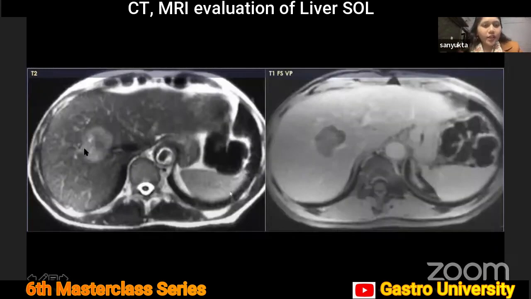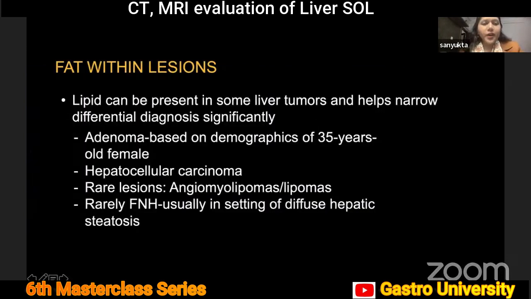Similarly, on the T2 images, this was hyperintense on T2, but not as hyperintense as a hemangioma. On the venous or the delayed phases, it loses the contrast. So this was fat within the lesion. This came out to be an adenoma, but this was based on the demographics of a 35-year-old female. That was the first kept diagnosis.